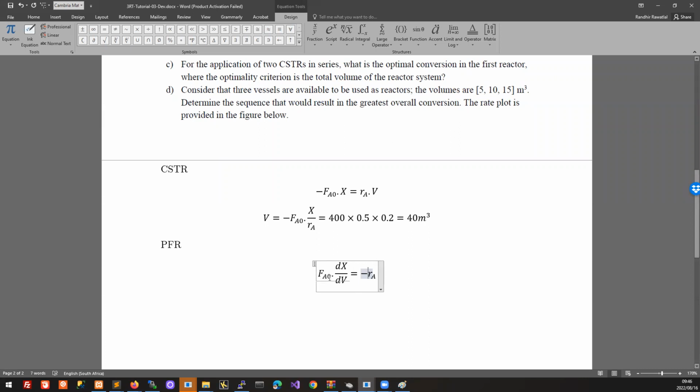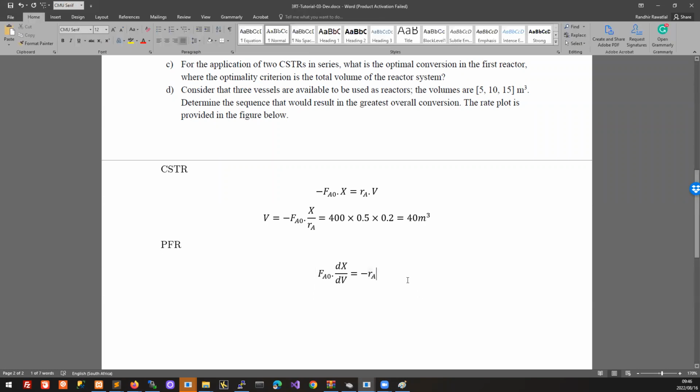So this is moles per second divided by volume, so that's moles per cubic meter per second. Of course, conversion has no units, so moles per cubic meter per second. And RA, we know the standard units, moles per cubic meter per second. So that equation looks fine. And you can also check by looking up here that the X's and the V's are in the right position. If you divide by V here, you'll get FA naught X over V, which is similar enough to this one here.